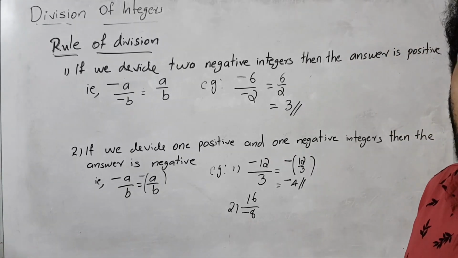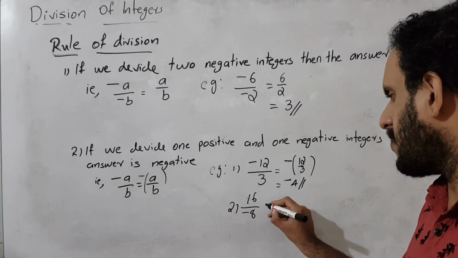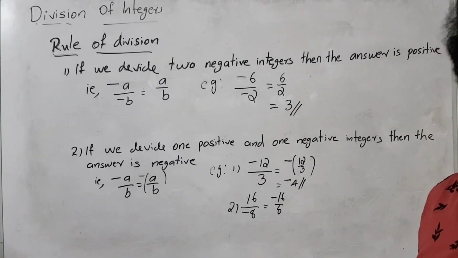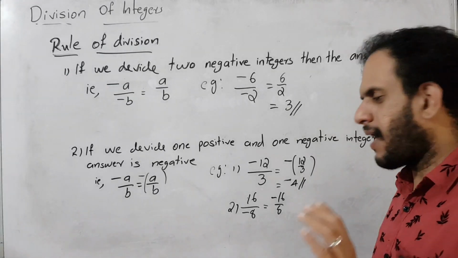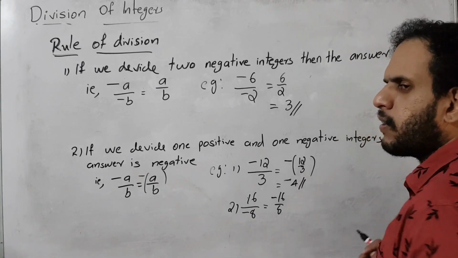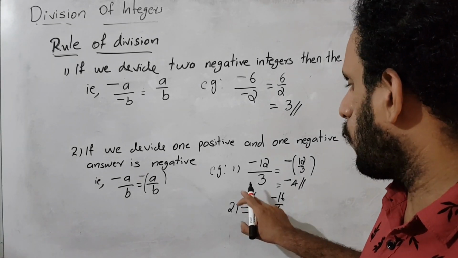If it comes like this, we just rearrange it as minus 16 by 8. The answer is the same, but what is the rule? In the case of division or a fraction, if the negative symbol comes in the denominator, we rearrange it and put the symbol on the numerator.